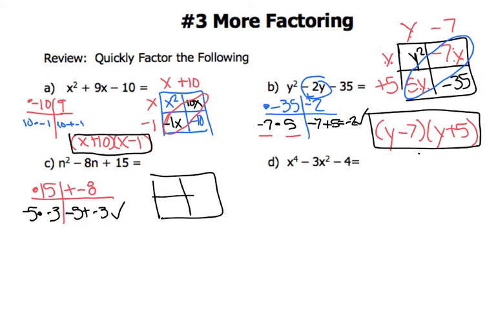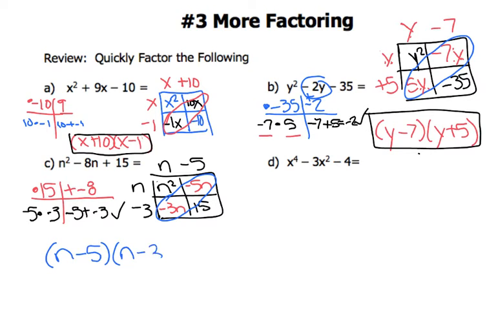You can always check yourself back into the box if you need to. And obviously, pay attention to your variables, the n. So n squared, 15. We're saying our answer is going to be n minus 5 and n minus 3. So we would have -3n here and -5n here. You want to check that that actually adds up to -8n, and it looks like it does. So n minus 5 times n minus 3.